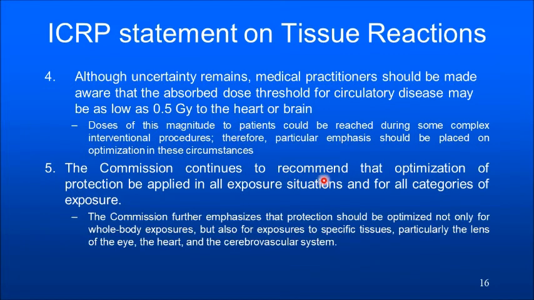The Commission continues to recommend that optimization of protection be applied in all exposure situations and for all categories of exposure. The Commission further emphasizes that protection should be optimized not only for whole body exposure, but for exposure to specific tissues, particularly the lens of the eye, the heart, and the cerebrovascular system. So this is a very important statement that ICRP has come up with of late, that the threshold doses for the circulatory system, the lens of the eye, everything has been reduced, and it recommends optimization in several procedures. Let us look at all this optimization further when we discuss radiation protection.